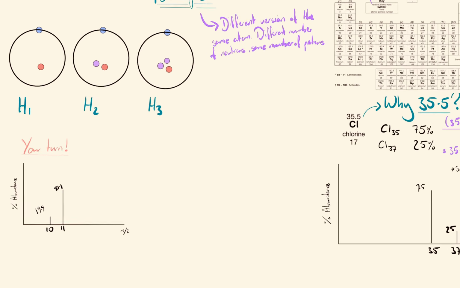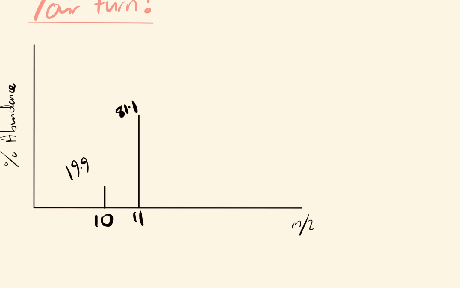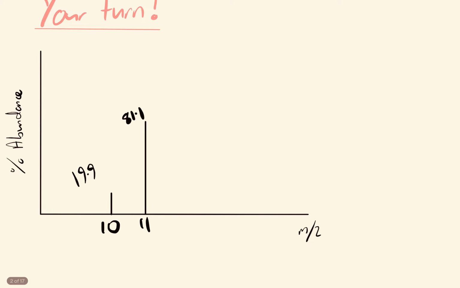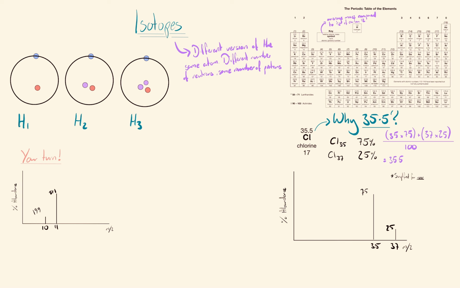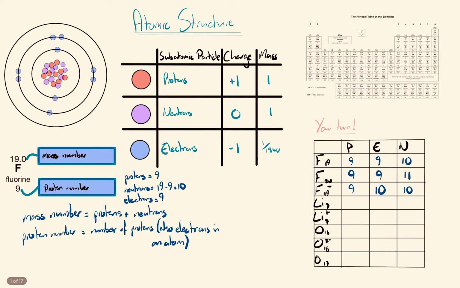Look, here we've got an example for you guys to give a go. We've got 19.9% is boron 10, 81.1% is boron 11. Give that a go. Answers to come at the end of next video. For now, let's go back to last time's questions.